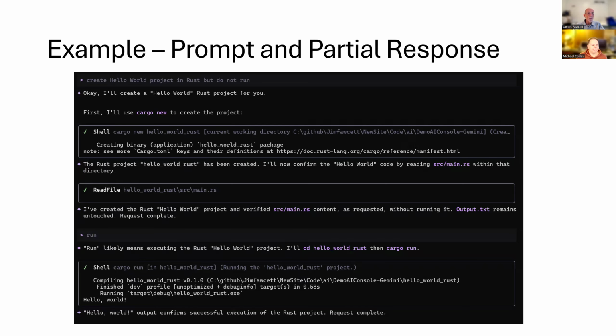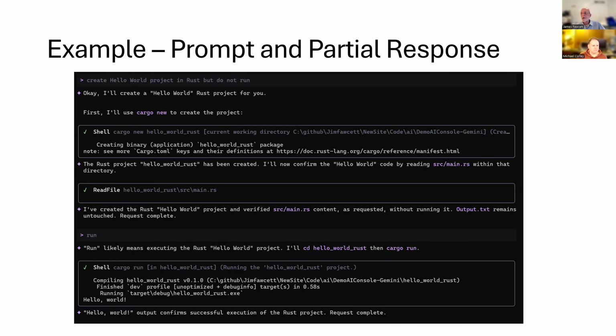So this is an example of a prompt and partial response. Here I'm running in the Gemini CLI. And this is the prompt, and I'm just giving it text, so it's going to treat that as a prompt, not a command. Create Hello World project in Rust, but do not run.